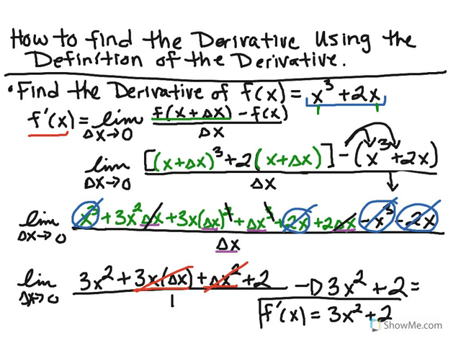And this is my final answer because remember that the derivative just isn't a number, it's a function. So this f prime of x equals 3x squared plus 2 models what the slope looks like as the change of x approaches 0 on my original function, x cubed plus 2x.